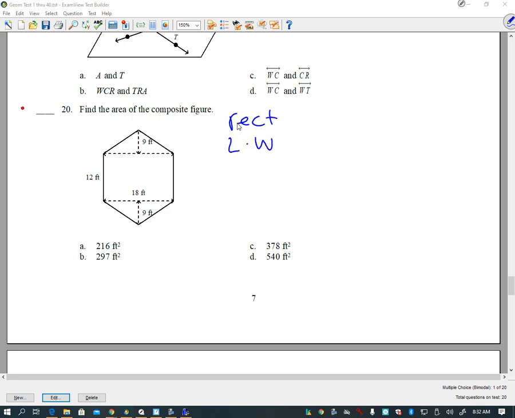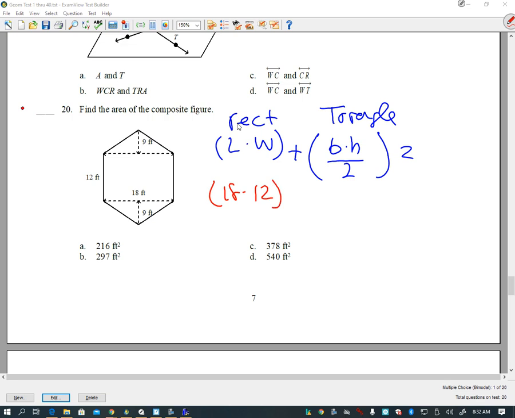How do you find the area of a triangle? Okay, base times height divided by 2. And we have what looks to me like two identical triangles. So we can effectively multiply that by 2 and add those two things, right? So now I've created a formula. All right, what is the length of the rectangle? 18. What is the width? 12. Okay, what is the base of the triangles? 18. What is the height?